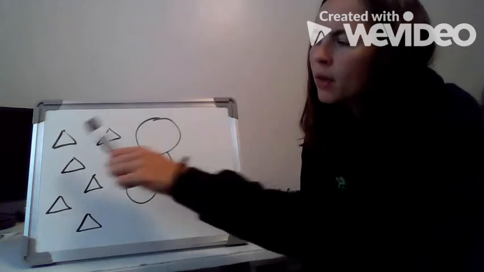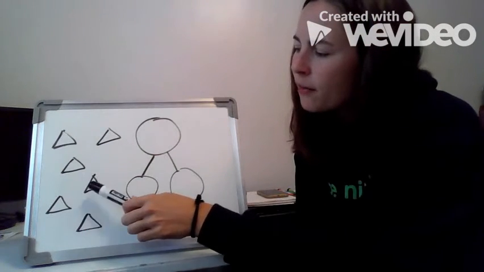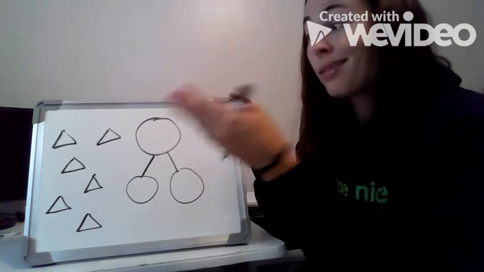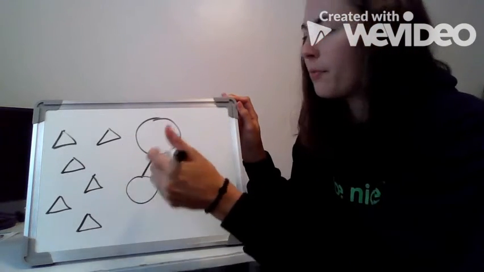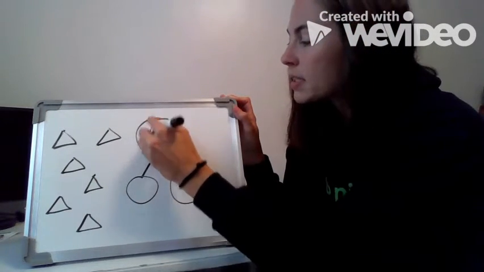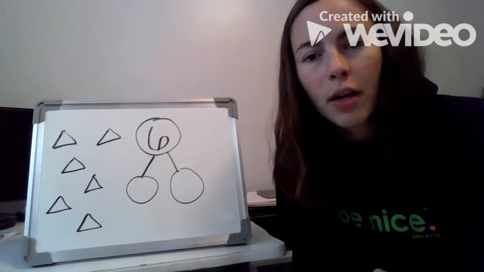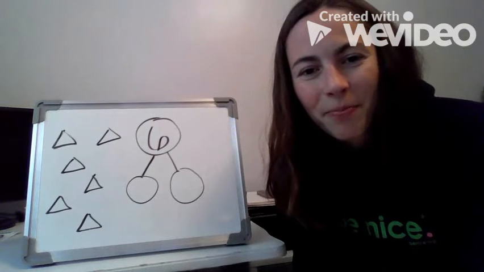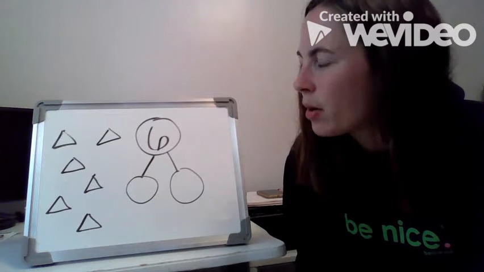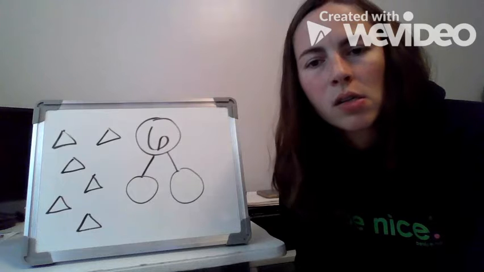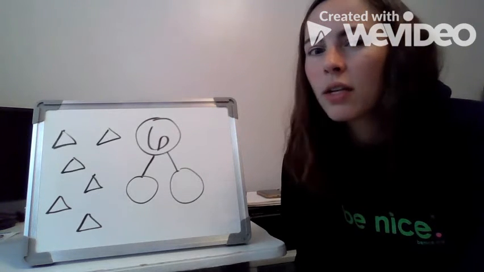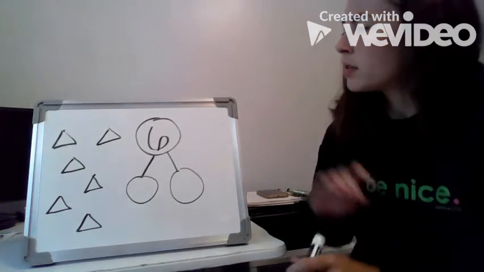Okay, let's double check. 1, 2, 3, 4, 5, 6. If you said 6, you're rocking it. If you didn't, that's okay. Maybe they're kind of all over the place, huh? They're kind of hard to count. So, if I have 6 triangles all together, I'm going to put 6 in my whole part of my number bond. Can you do that with me, please? And now, I don't really see any parts. They're all just triangles. So today we're going to work on finding some parts. Watch what I do. I'm going to circle some of the triangles now.